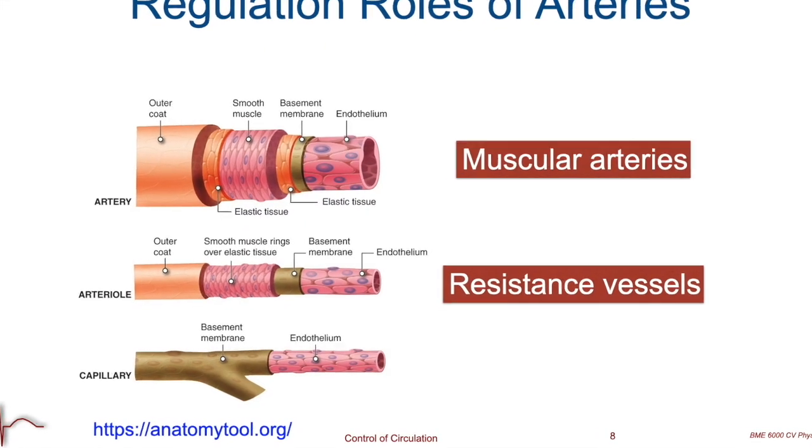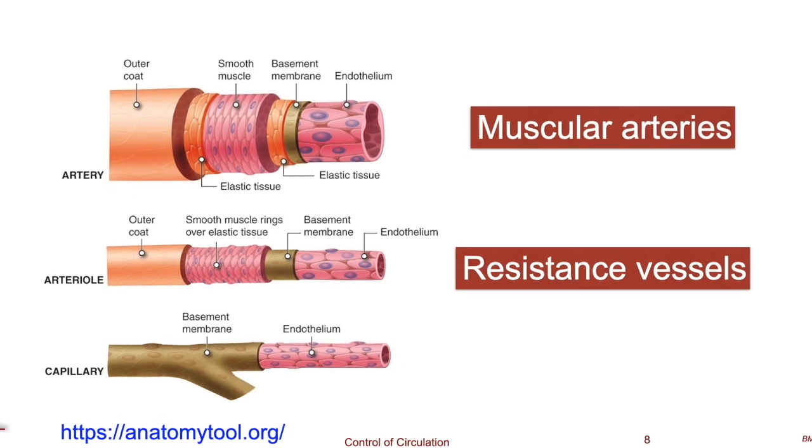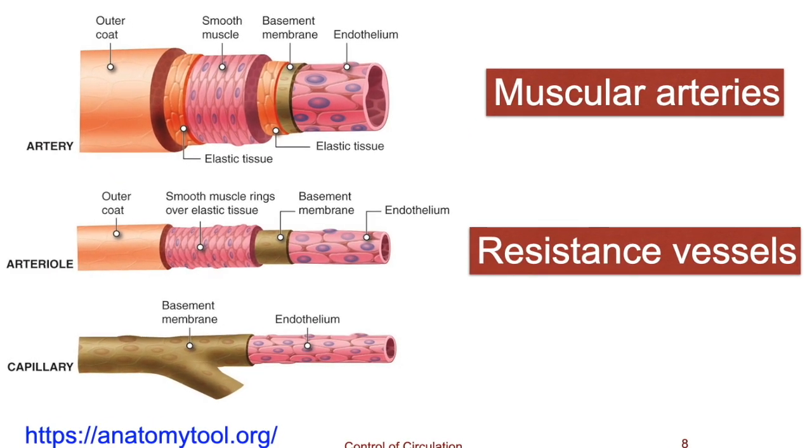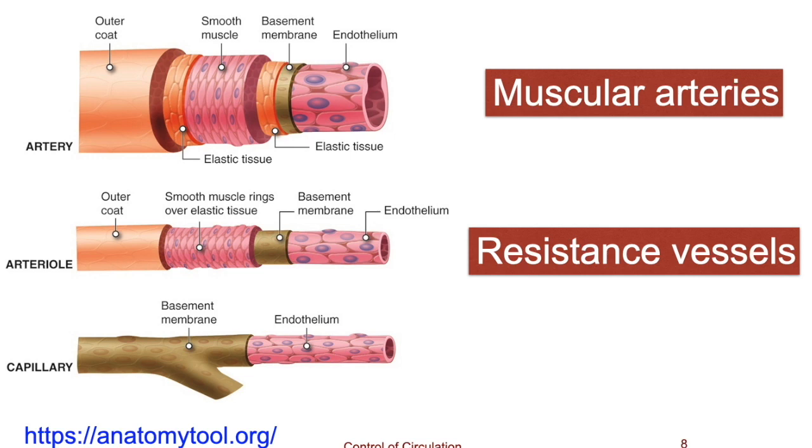Here's a picture showing this breakdown of the actual structure of the muscular arteries, we call them. That's another place where smooth muscle exists. And then the resistance vessel, the arterioles. Now both of these are wrapped around with smooth muscle. You can see that in the diagram. It's oriented circumferentially. It wraps around. And so when that muscle contracts, the radius will go down. When it relaxes, the radius will go up.